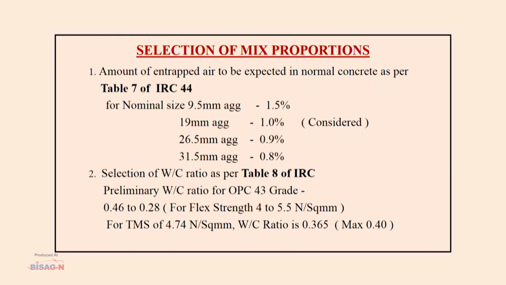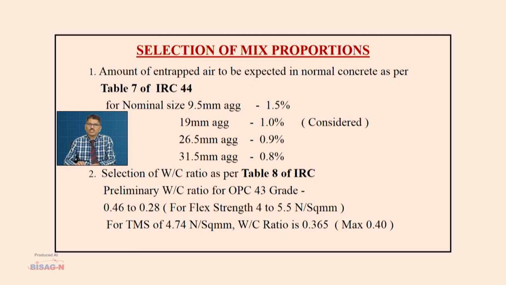Every concrete has a certain amount of entrapped air to be expected. In this case we are using 19 mm aggregate as per IRC table 7. It is 1% entrapped air that will be there in concrete, that is why we have taken 19 mm, 1% here.